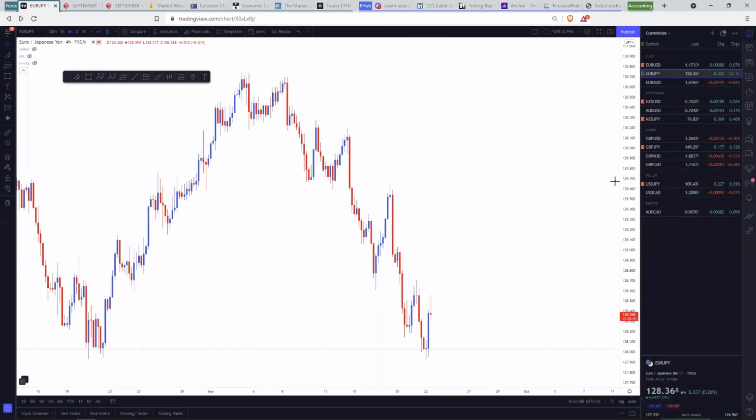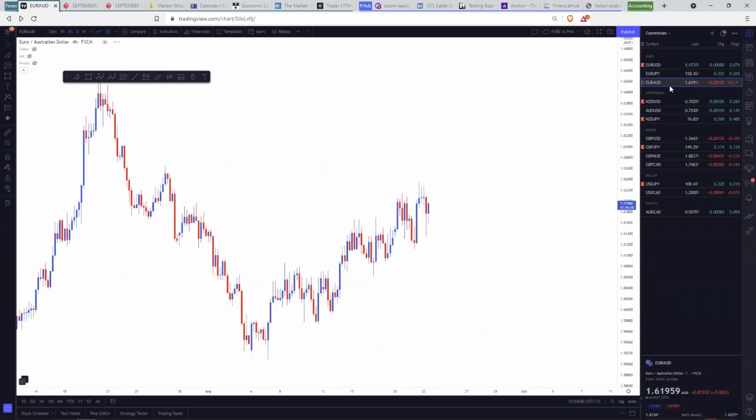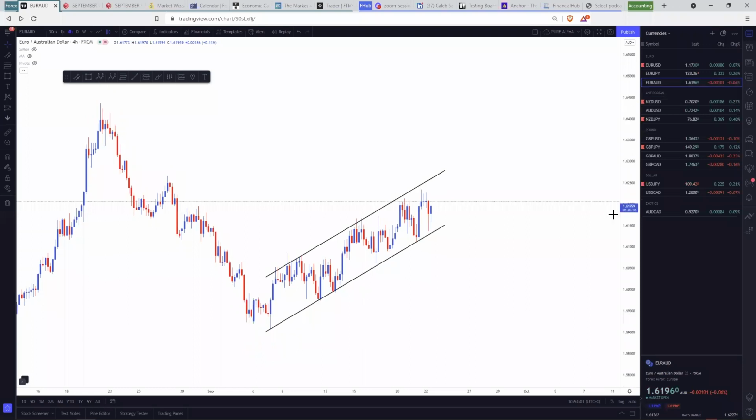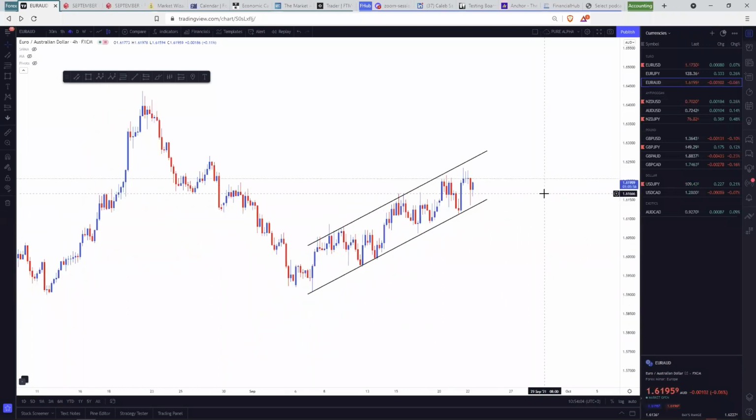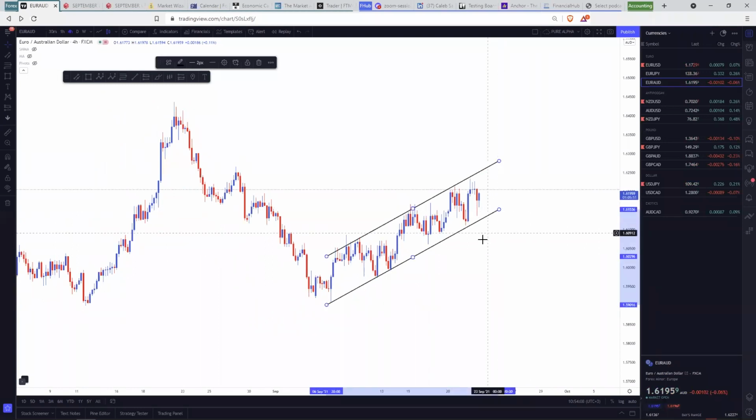EJ, nothing much. I never look at EJ, let me not lie. Euro USD as well, forming a good flag. Okay, a good flag, if you call it a channel, a good flag.